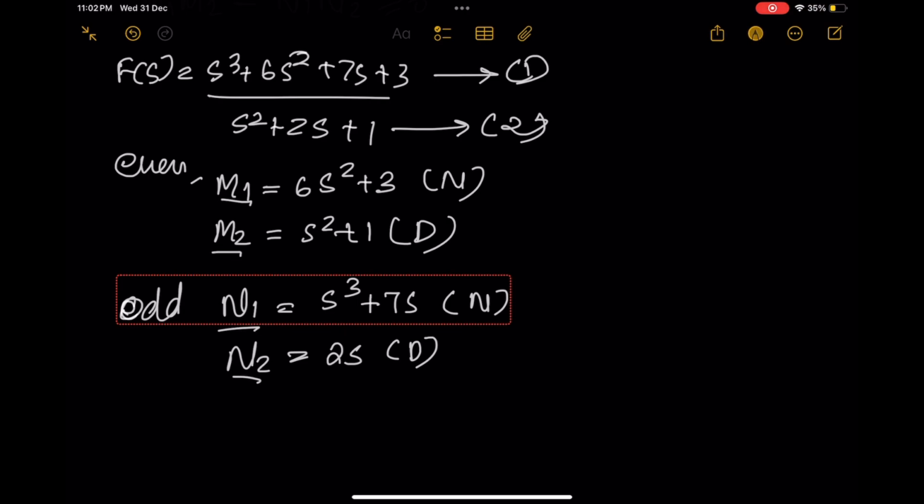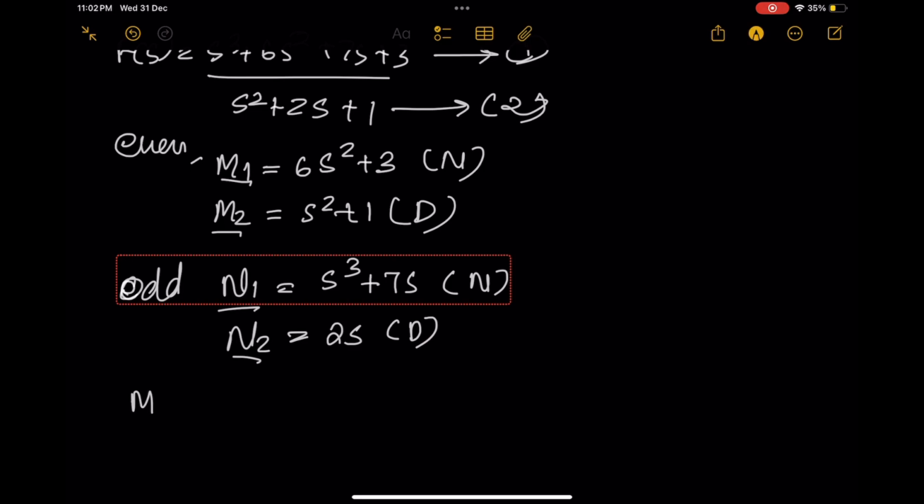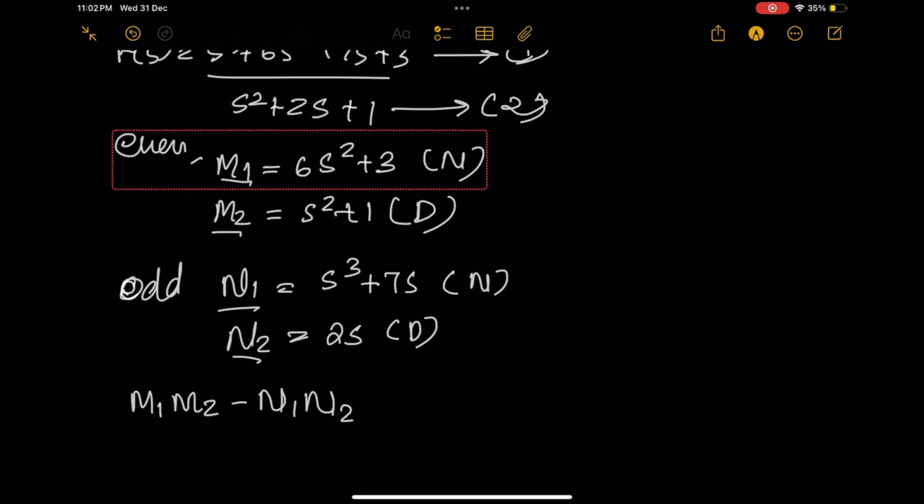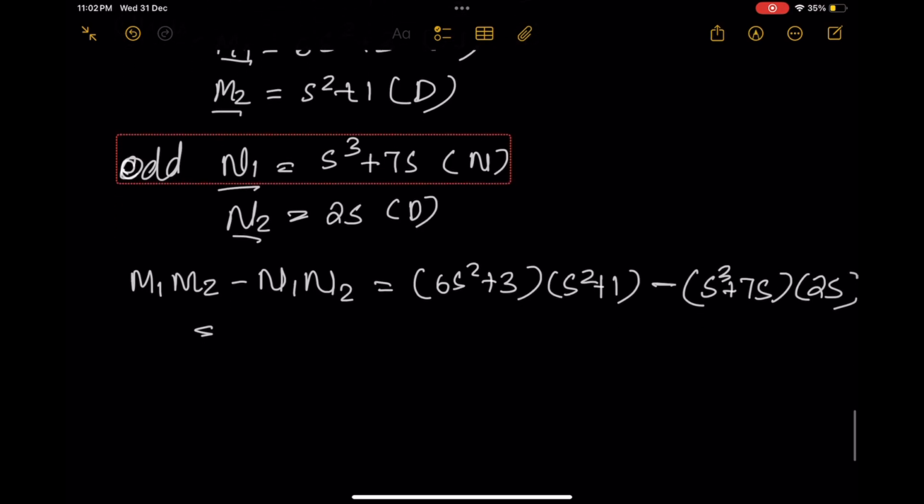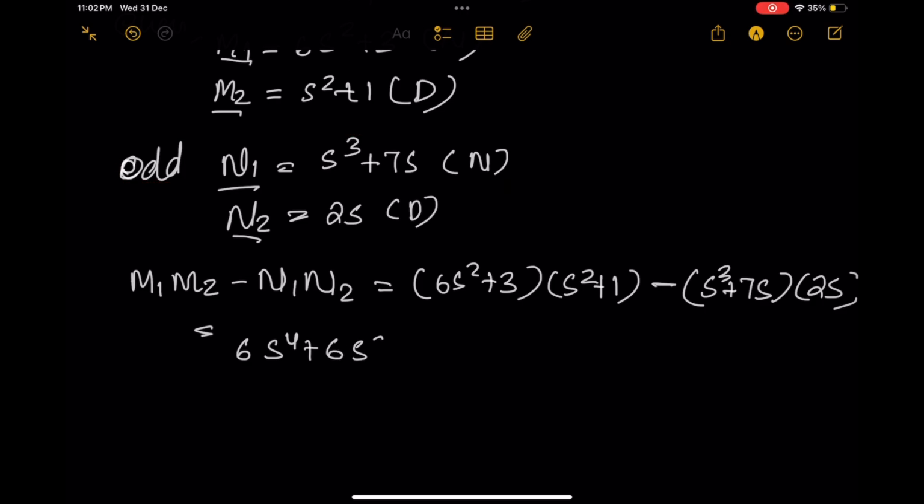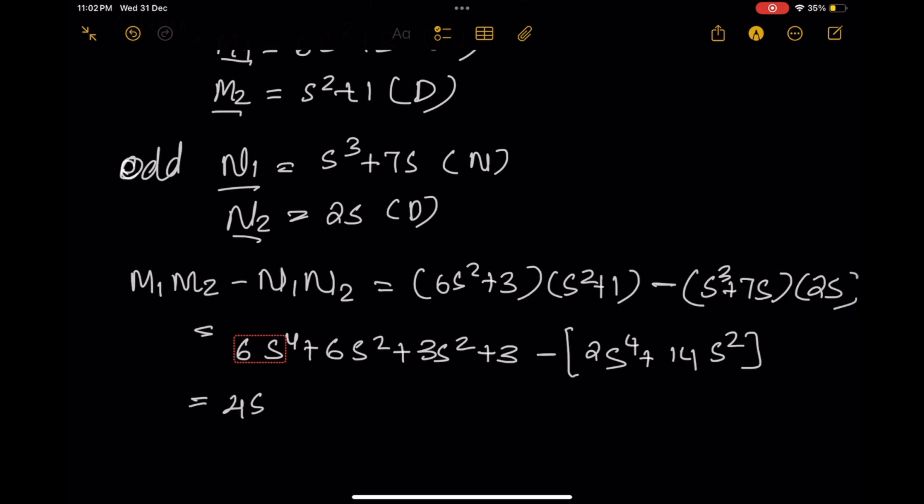The next step is to equate it: m1 m2 minus n1 n2. We're going to solve this and find whether it is greater than or equal to 0. So I'm going to do m1 into m2 minus n1 into n2, and solve this. It will be 6s raised to 4 plus 6s square plus 3s square plus 3, minus 2s raised to 4 plus 14s square. Then solving this, we get 4s raised to 4 plus 5s square plus 3. This is the final answer.